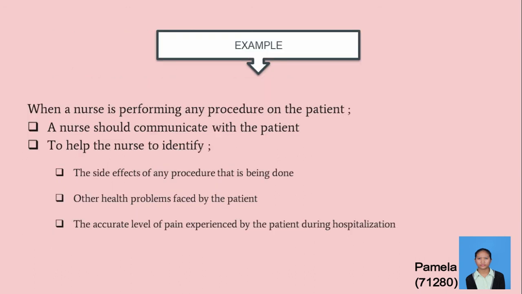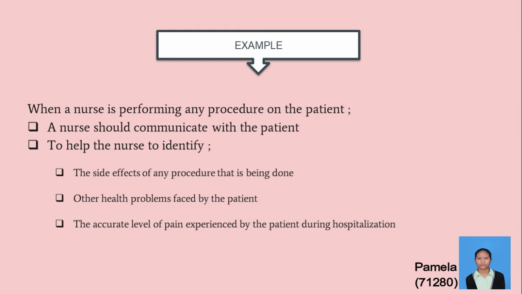For example, when a nurse is performing any procedure on the patient, the first thing that a nurse should do is to communicate with the patient because through communication, it can help the nurse to identify, first, the side effects of any procedure that is being done. Secondly, it can help the nurse to identify other health problems faced by the patient. And last but not least, to identify patients' accurate level of pain experienced by them during hospitalization or during the procedure itself. But most of the time, communication is mainly to reduce patients' anxiety by informing about the procedure to them.